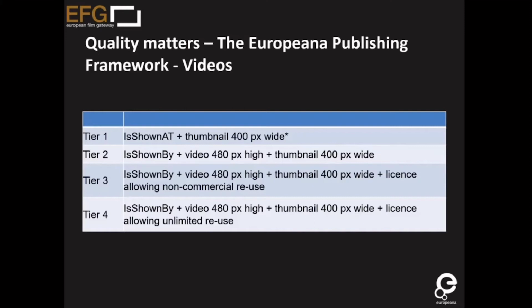If your content is Tier 3, you will allow for some kind of reuse, for example, for education or other non-commercial purposes. Tier 4 content allows for unlimited reuse. This is the case, for example, if the content is public domain.